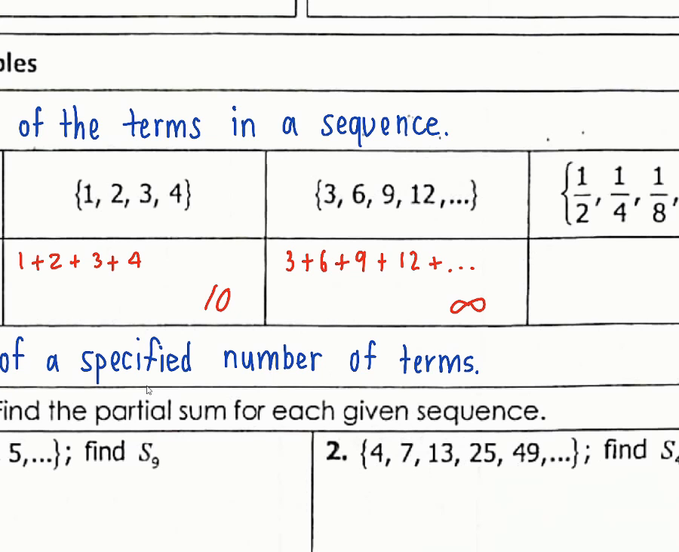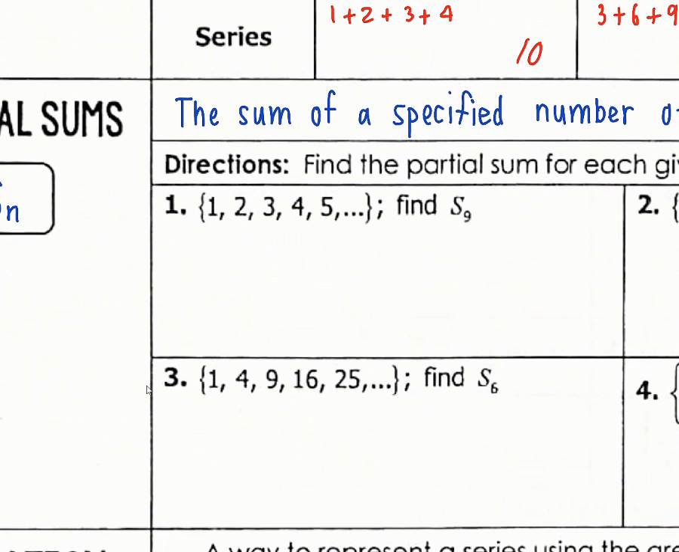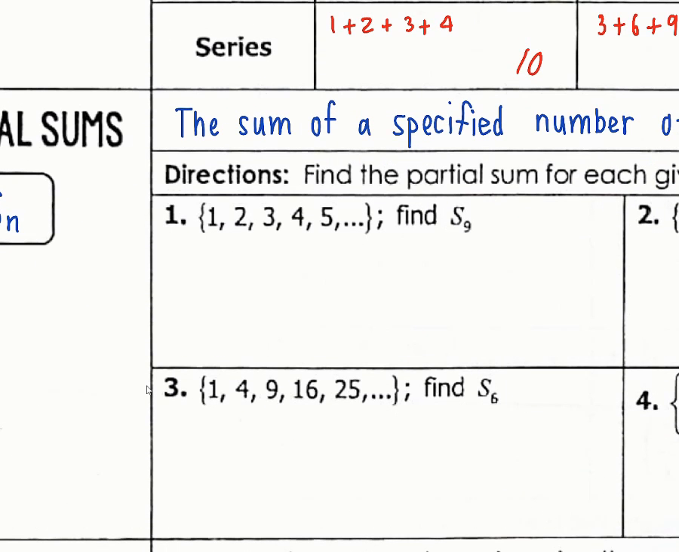But again, when we talk about a series, we're talking about a summation of a sequence. That sequence might be finite, it might be infinite. But most of the time, when we talk about these, we're going to ask for a partial sum. It's going to say S sub n, and it's going to have some number in the nth spot.